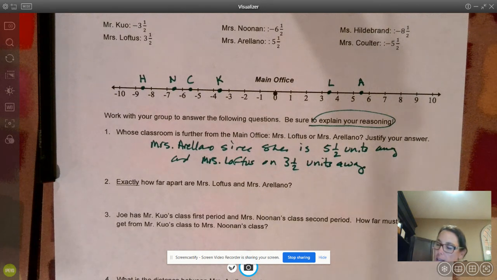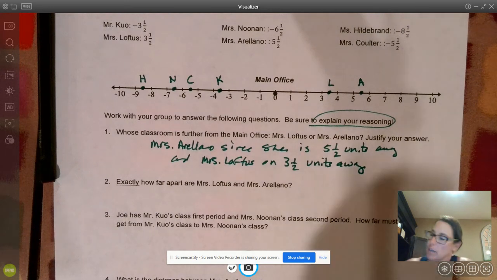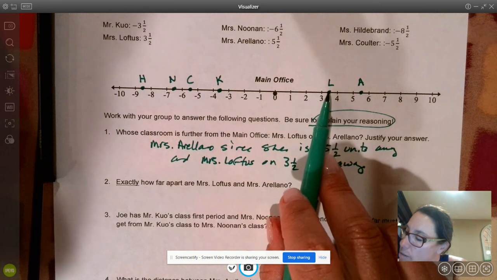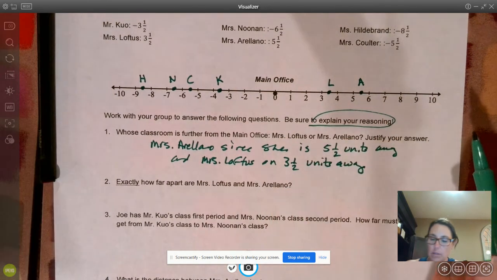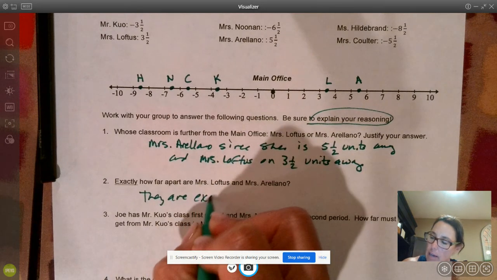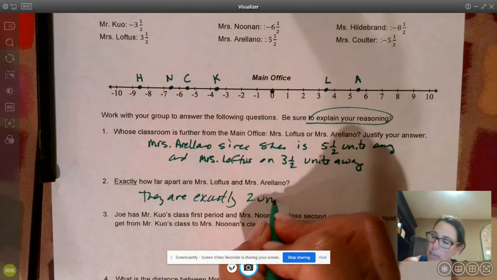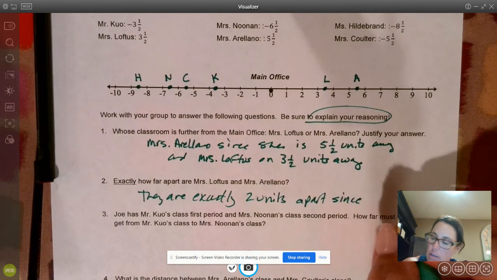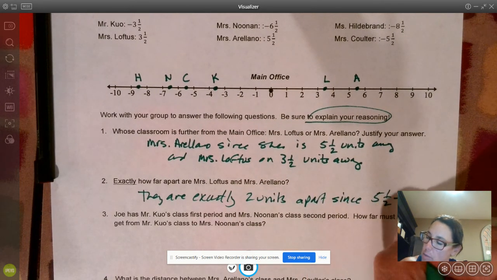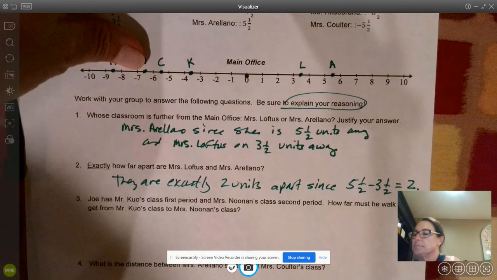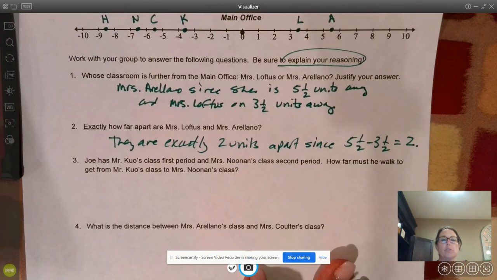Number 2, exactly how far apart are Loftus and Ariano? So Loftus and Ariano, you guys good with 1, 2 units? So they are exactly 2 units apart, since, here's my reason, 5.5 minus 3.5 is 2.